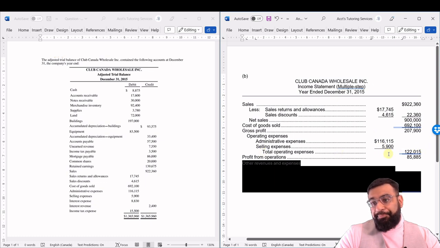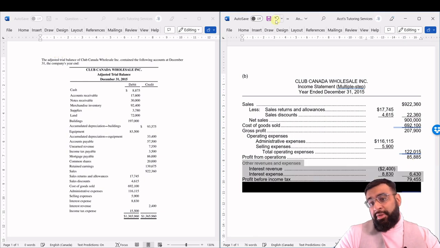So once again, 116,115 plus 5,900 underline gives us 122,015. Then our gross profit of 207,900 subtracted by our total operating expenses, 122,015, gives us our profit from operations of 85,885. So now we're going to keep continuing forward.